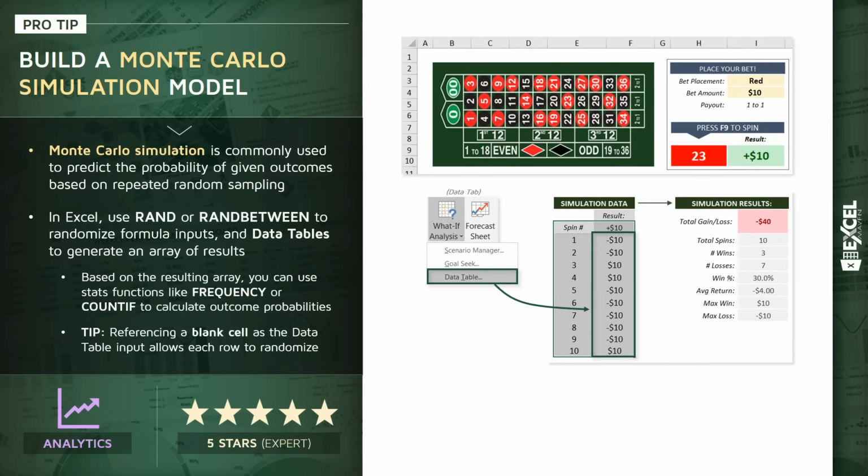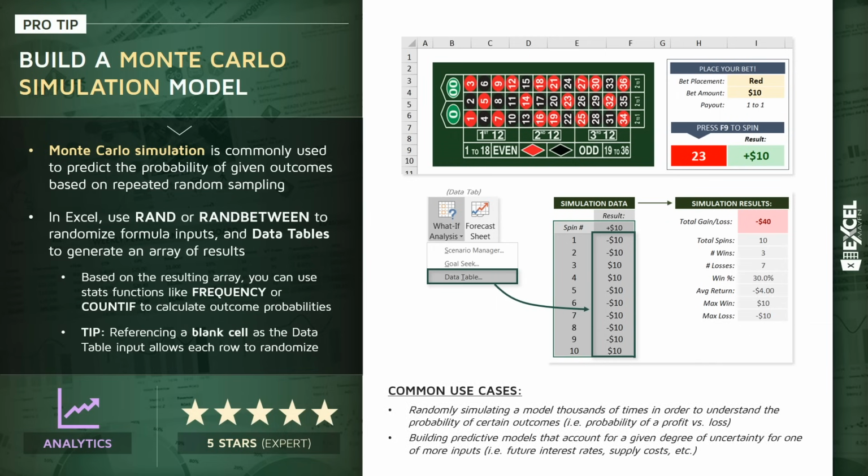Now, obviously, we're using this to create something fun and interesting, but there are a number of very serious, very realistic use cases where this could come into play. For one, randomly simulating a business model thousands of times in order to understand the probability of something like a profit versus a loss. Or to build on that, creating predictive models that can account for a given degree of uncertainty for one or more model inputs, like what interest rates will do in the future or how supply costs will change. So this is an incredibly powerful data science and analytics tool that we can play with and learn about right here in the familiar Excel environment. So let's go ahead and jump into our pro tip workbook and practice building some of these simulations.